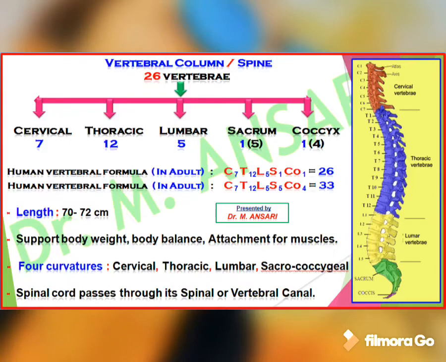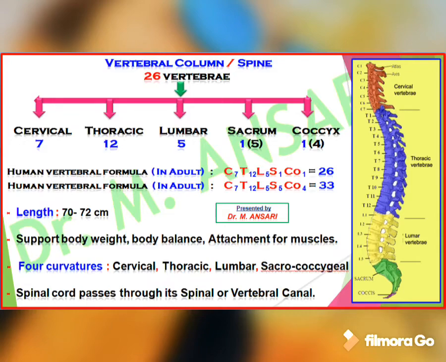With age, 5 sacral vertebrae fuse with each other and form a single sacrum. Like this, 4 coccygeal vertebrae fuse with each other and form one coccyx or tailbone. So, the number of vertebrae comes to 26 in the case of adults and 33 in the case of younger children.